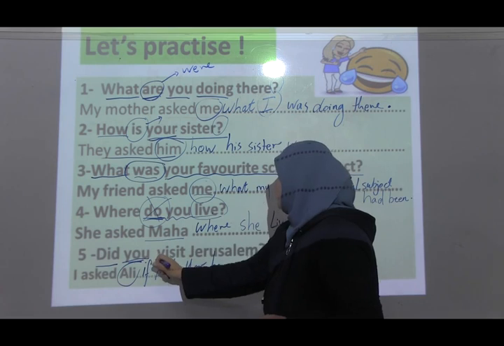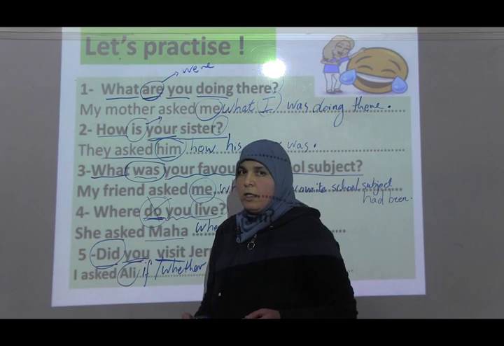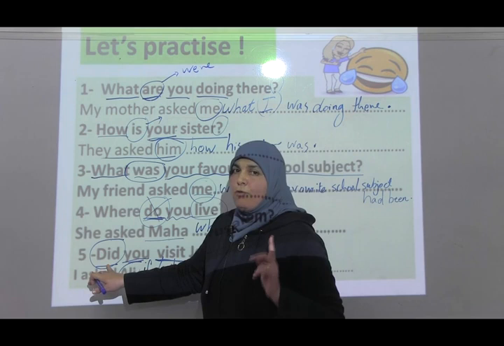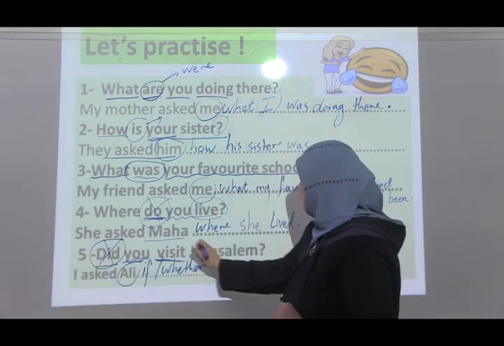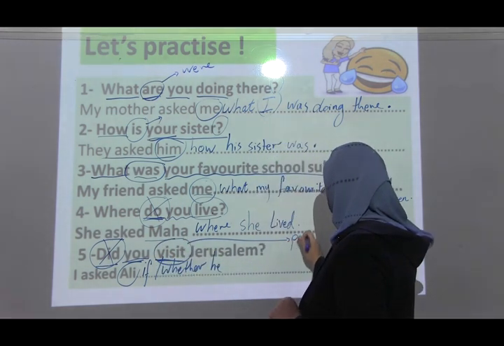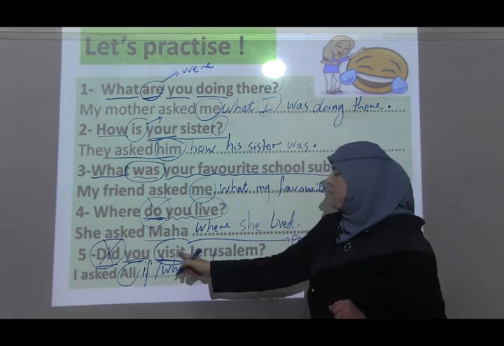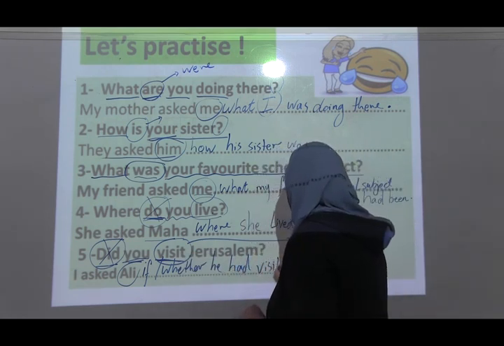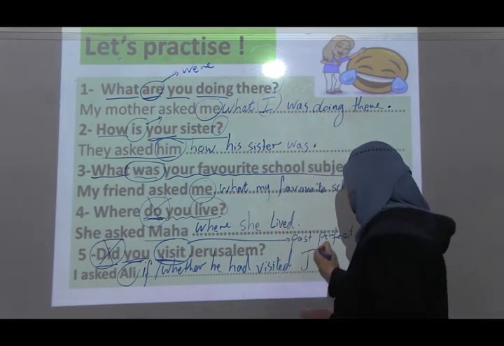Did you visit? Did visit. Again, did here shows us that the question is in the past form. I delete did and I change the main verb here into past perfect, because it is a past simple. And the past perfect of visit is had visited. Then I asked Ali if or whether he had visited Jerusalem.